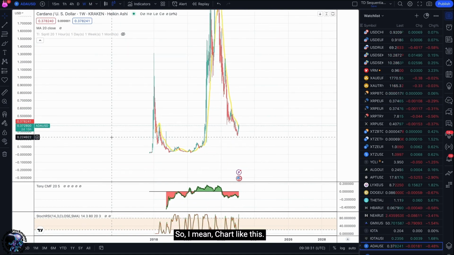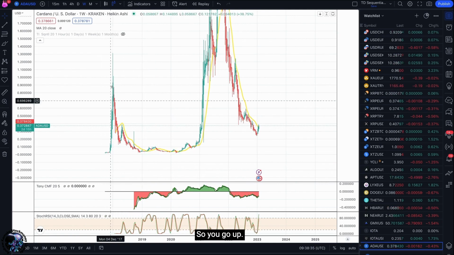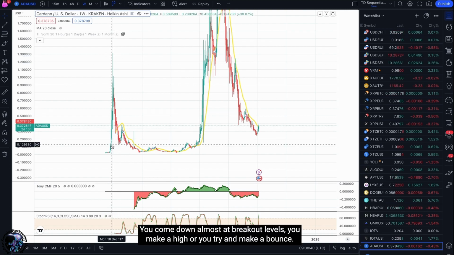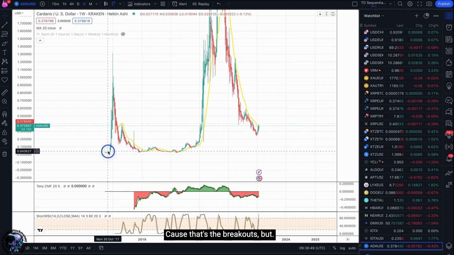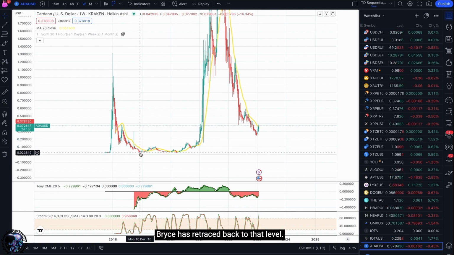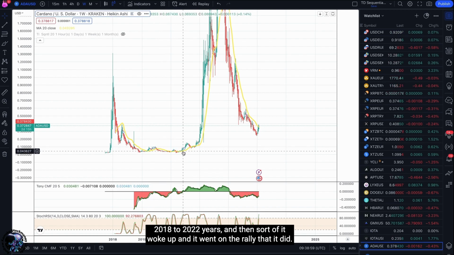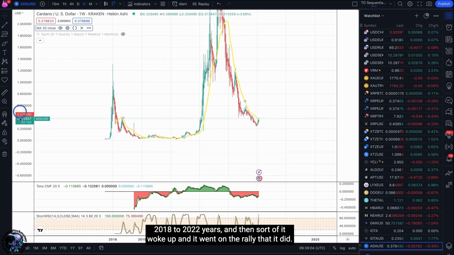So I mean, a chart like this, guys, is really standard. You go up, you make a high, you come down almost to breakout levels, you make a high, or you try and make a bounce. This is a bounce. You didn't actually come back down to this level over here because that's the breakout, but price has retraced back to that level, remained at this area for how long? 2018 till 2020, 2 years, and then it sort of woke up and went on the rally that it did.